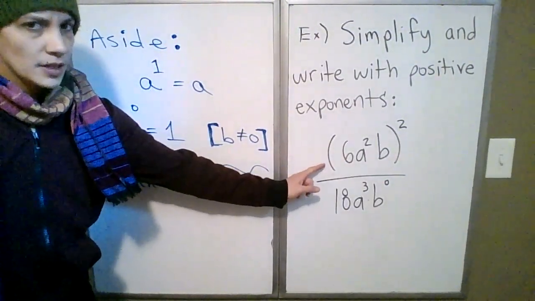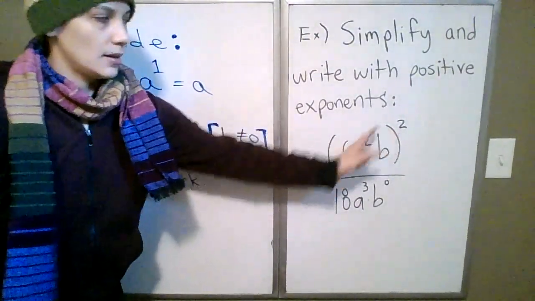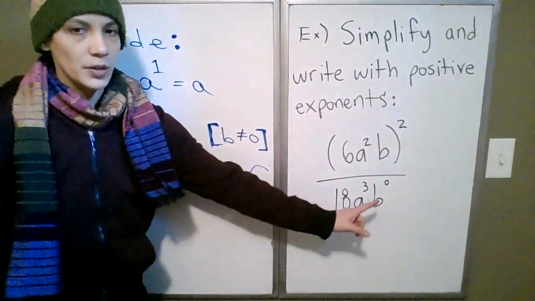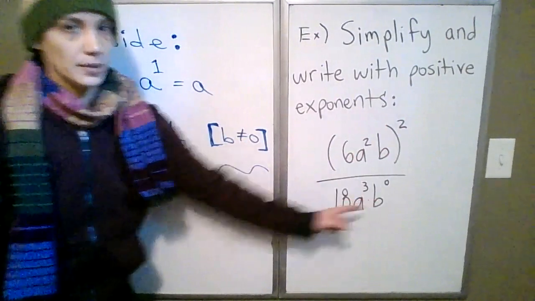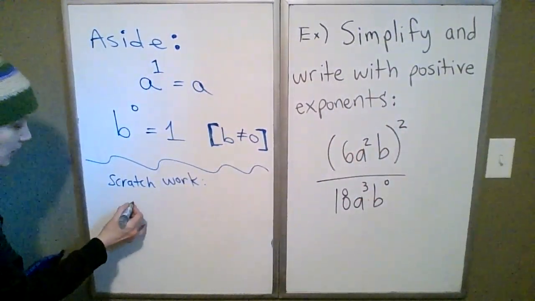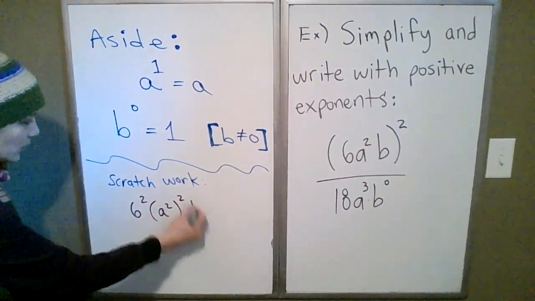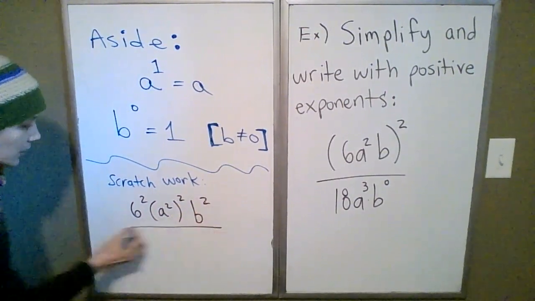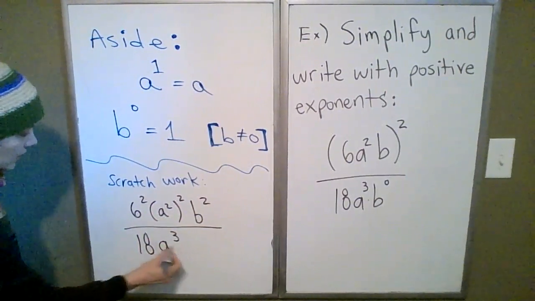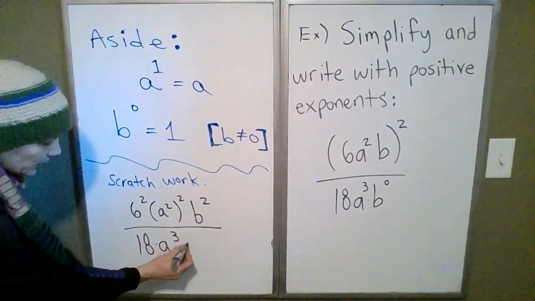I'm first going to start working on this numerator. I can put the power of 2 on 6, on a squared, and on b. And then I'm also going to work with this part right here, b to the 0. It's going to be 1. So 6 squared, a squared, and b squared over 18. And we said b to the power 0 is 1, so just replace that value.